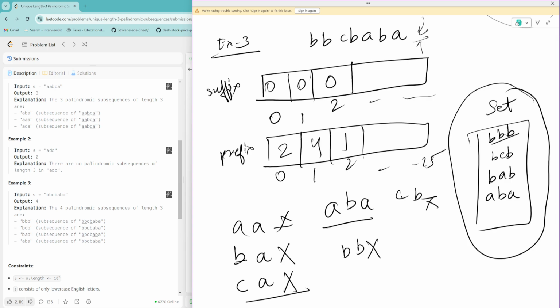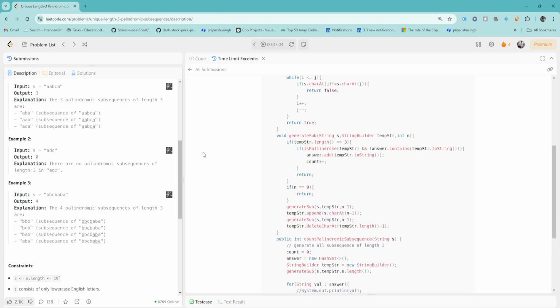Are they matching? BBB, correct. BCB, correct. BAB, correct. ABA, correct. So let's code it out and then we try to find its time complexity and space complexity. Okay, let's code it out.